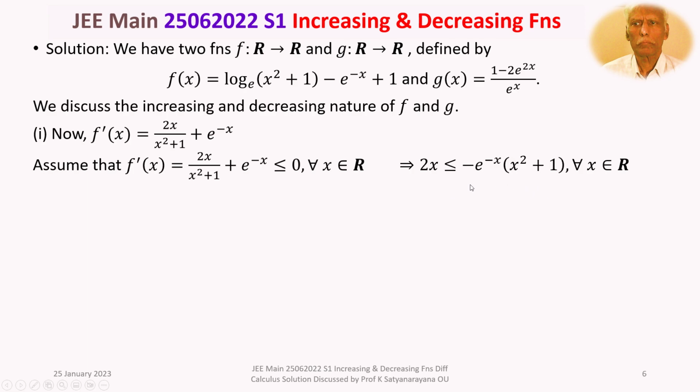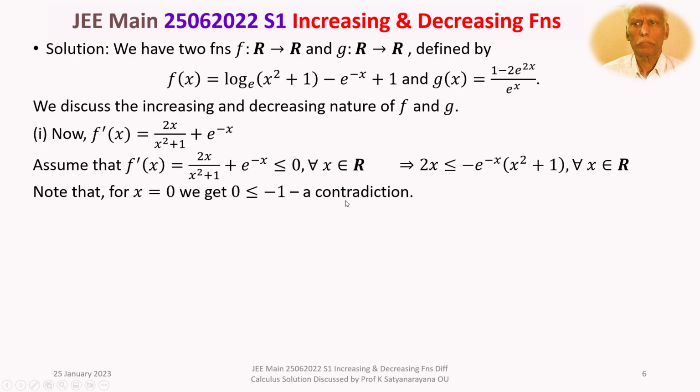Now in this, put x is equal to 0. If I put x is equal to 0, 2x will be 0, less than or equal to minus e power 0, which is 1, into 0 plus 1, into 1. So we get 0 less than or equal to minus 1, which is a contradiction. See, why? Minus 1 is strictly less than 0 is the fact, but we get this one. This is an absurd thing.